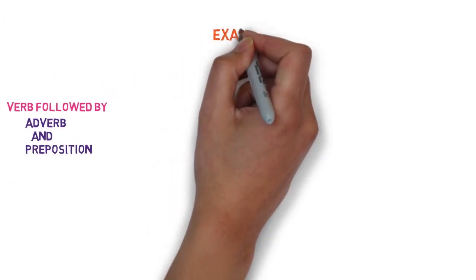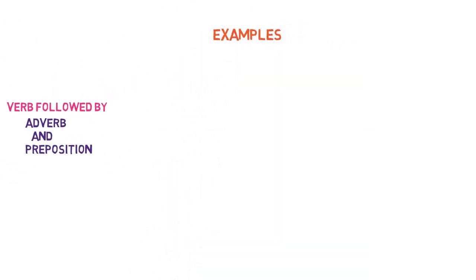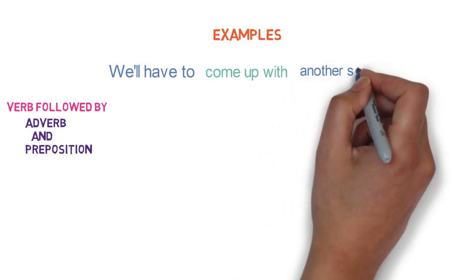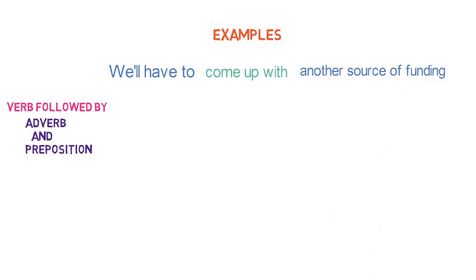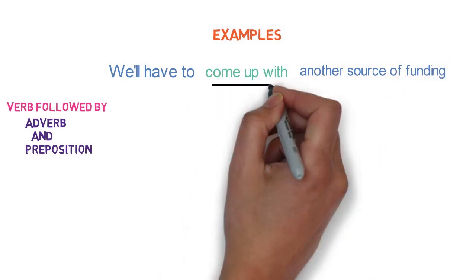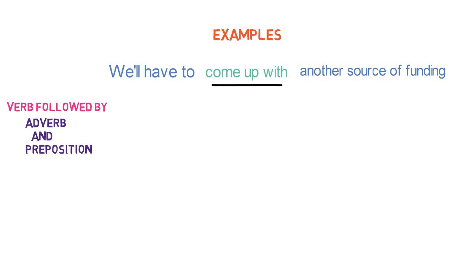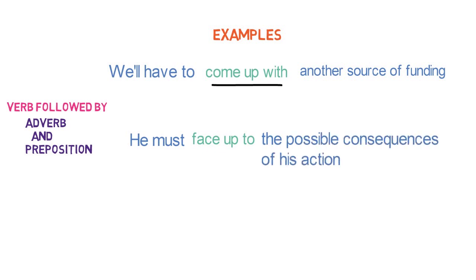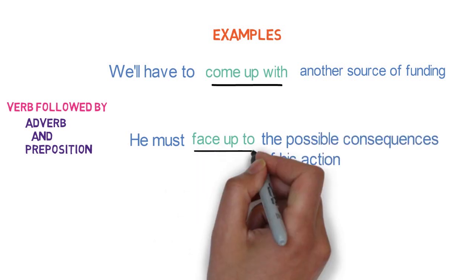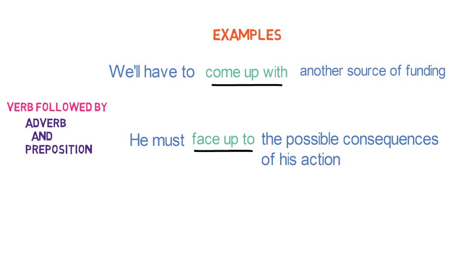Now, let's see examples of verb followed by adverb and preposition. We will have to come up with another source of funding. Here, come up with is a phrasal verb having the combination of verb, adverb and preposition. Let's look into the next example. He must face up to the possible consequences of his action. Here, face up to is a phrasal verb having a combination of verb, adverb and preposition.